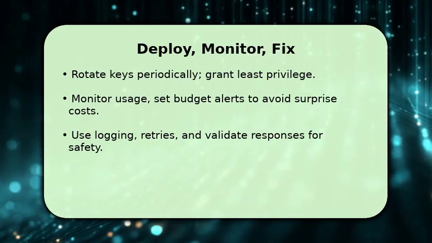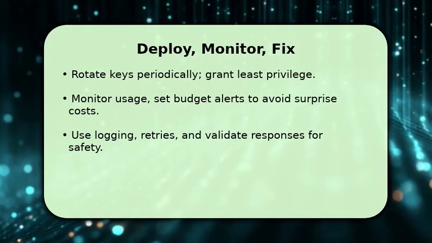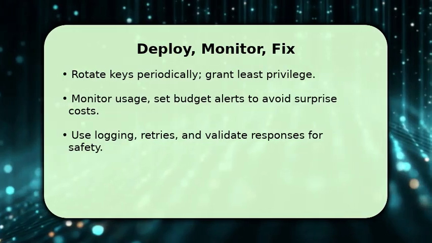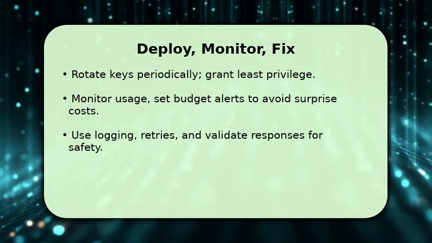Also log requests and responses, redact secrets, and add retries with exponential backoff. If something goes wrong, check status codes and rate limit headers first. If you still fail, revoke and reissue.